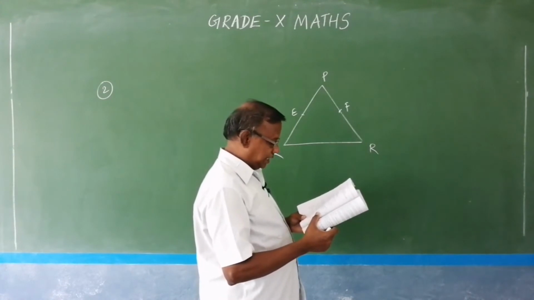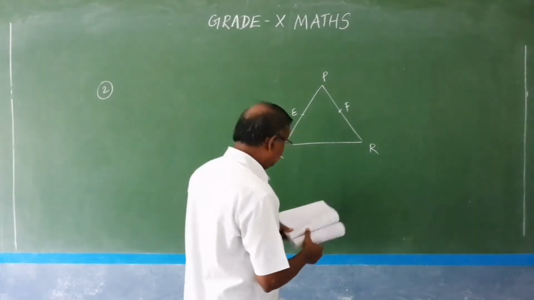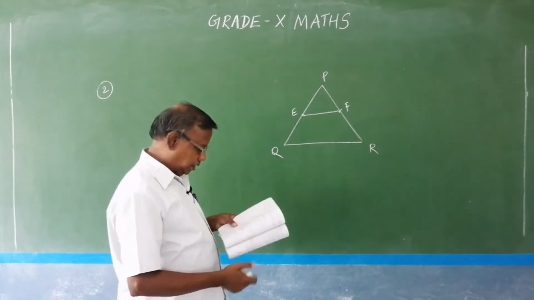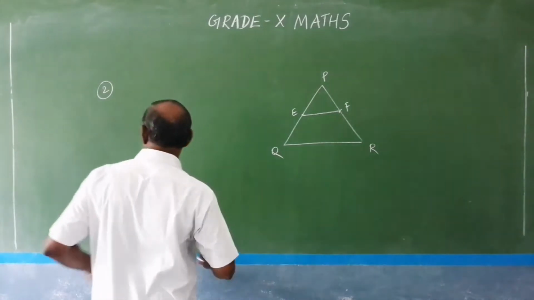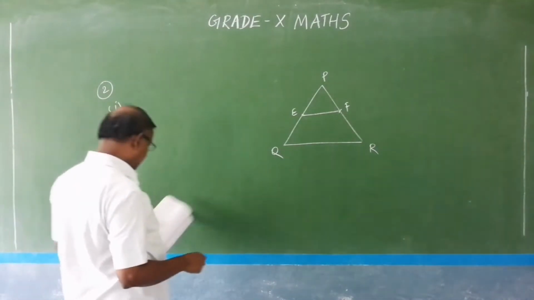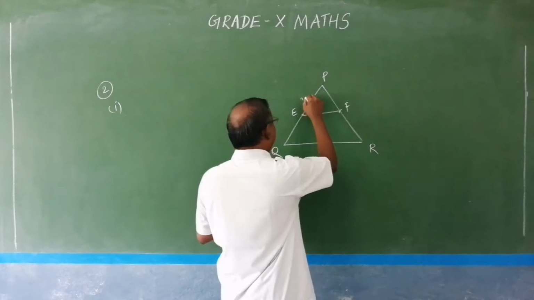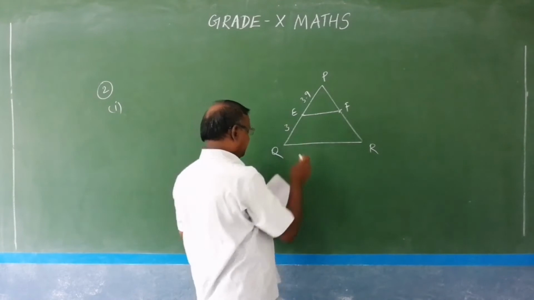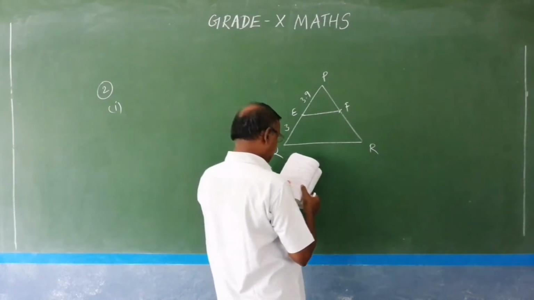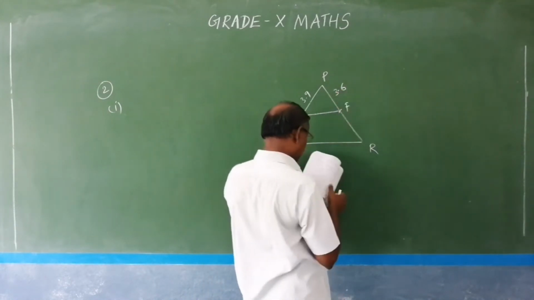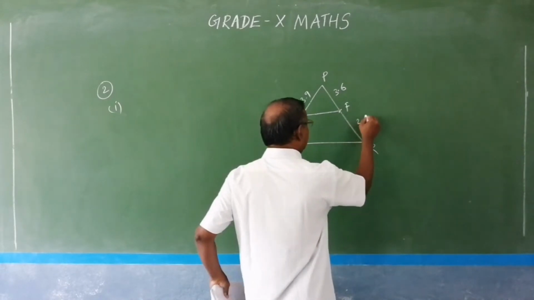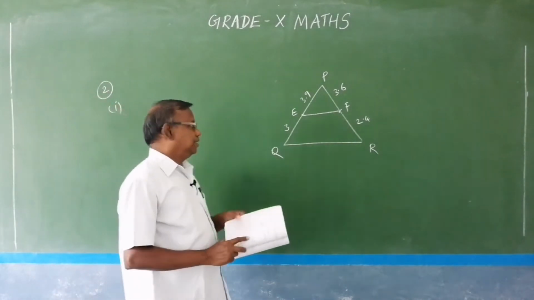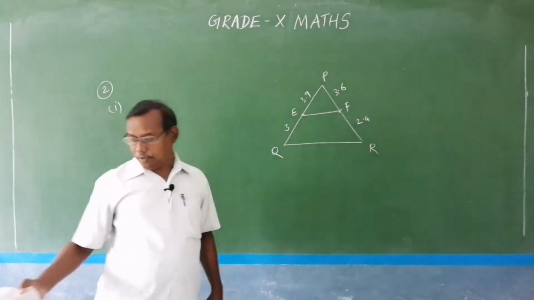For each of the following cases, state whether EF is parallel to QR. They have given you dimensions. In the first subdivision, PE equals 3.9 centimeters, and EQ equals 3 centimeters. And PF equals 3.6 centimeters, whereas FR equals 2.4 centimeters. It is given. So, we have to say whether EF is parallel to QR or not.